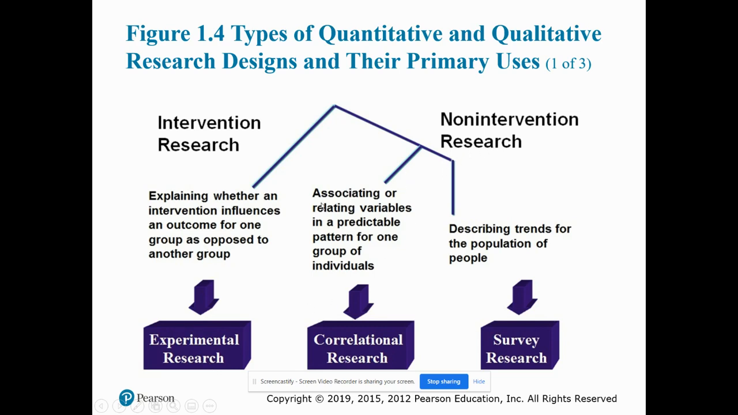Non-intervention is associating or relating variables in a predictable pattern for one group of individuals. That's how they correlate. And then survey, this is what everybody is mostly familiar with, is you just describe the trends for the population of the people through a survey research.